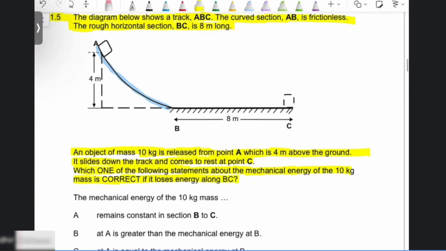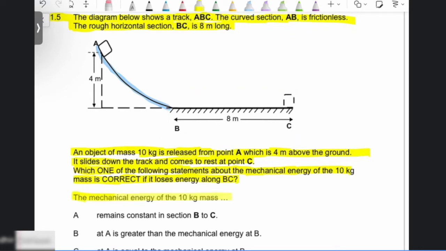Okay, guys, if we're losing energy along BC, it makes complete sense for us to lose energy here for B to C. And why? Well, because we know there's friction, right? So that means there's going to be a decrease in the amount of mechanical energy here. The amount of mechanical energy here is going to be less than the amount of mechanical energy there, because we have friction on that side. We have friction here.